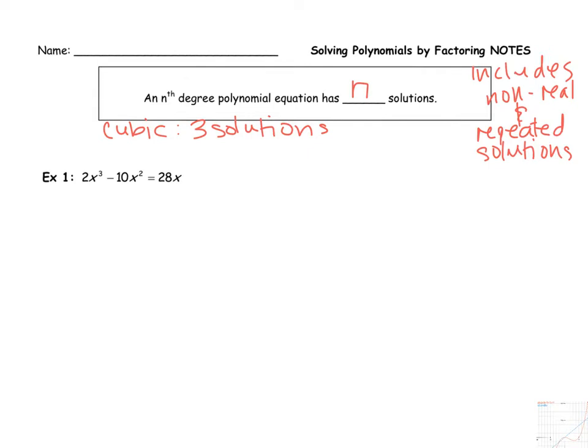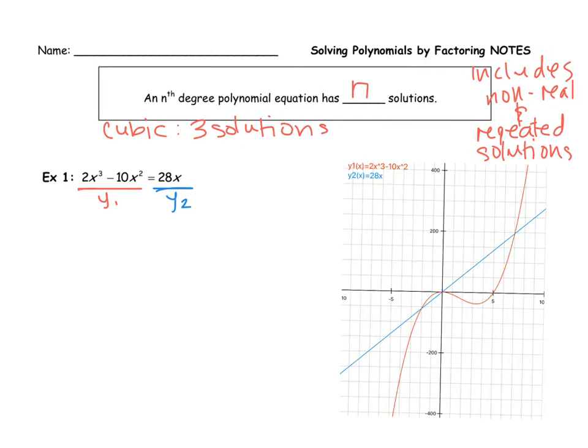In our first example, we want to know when 2x cubed minus 10x squared equals 28x. You might remember that we can solve this by graphing on our graphing calculators by setting one side into y1 and the other side into y2. If you do that in your graphing calculator, you will end up with 3 intersection points, just like you expect in a cubic function. So if you have your graphing calculator, you can put those 2 equations in and solve. But the other way you can solve this is by setting the equation equal to 0 and by factoring it.